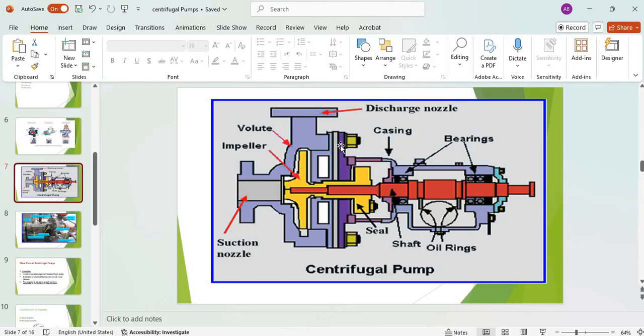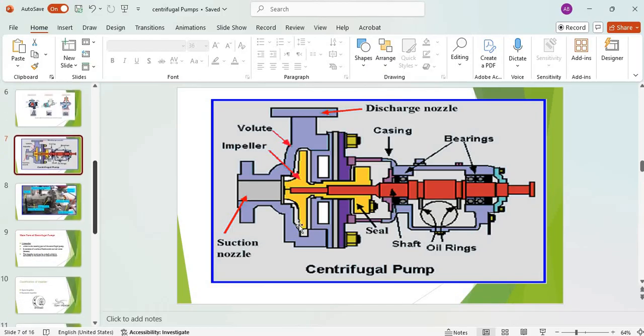So when leaving, the volute is playing an important role to lower the velocity of the liquid, and when the velocity is lowered, according to the Bernoulli equation, the pressure is going to be high. So that's how you get high pressure inside the pump. That's the importance of the volute, and then it goes directly to the discharge nozzle.